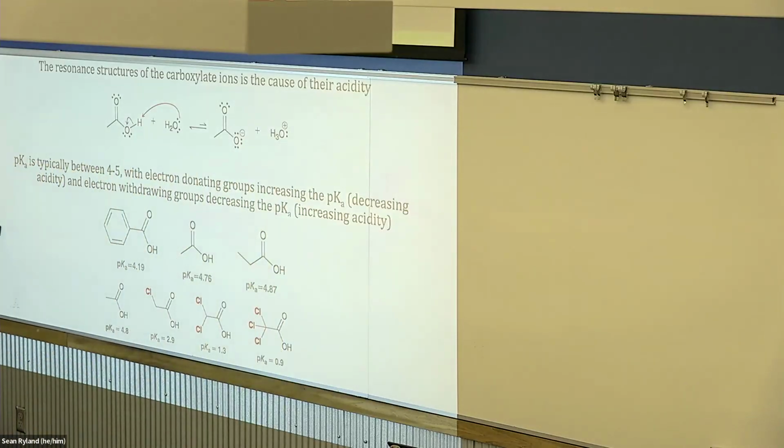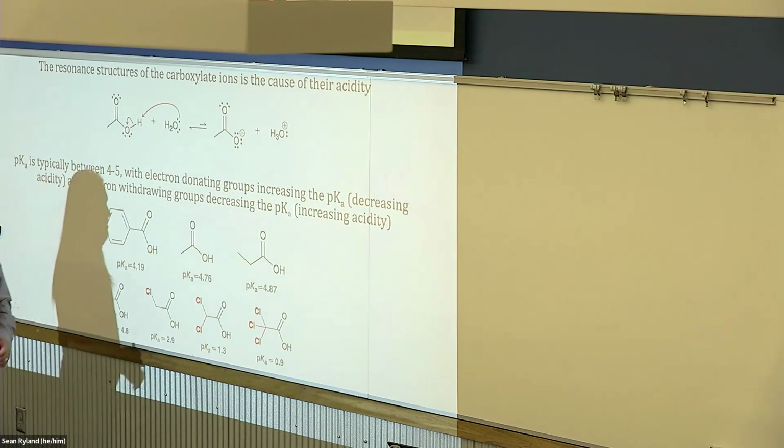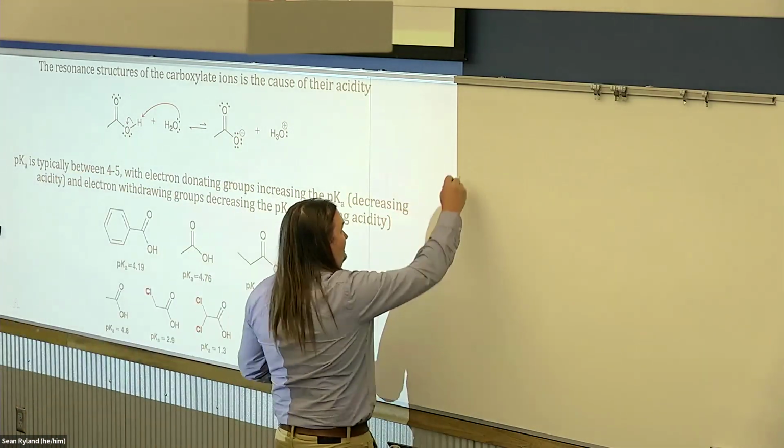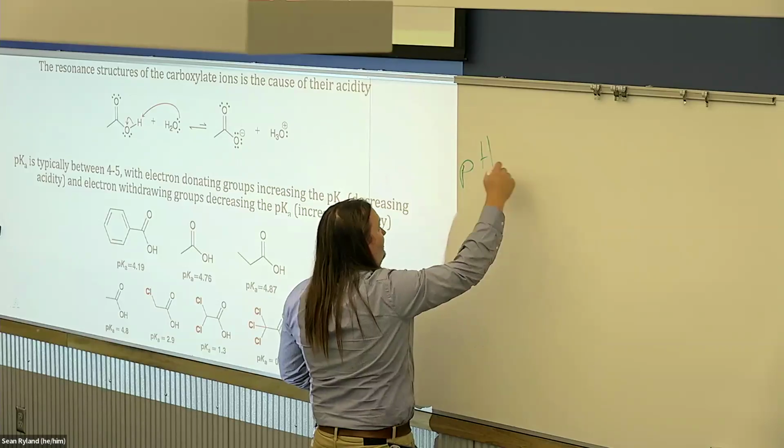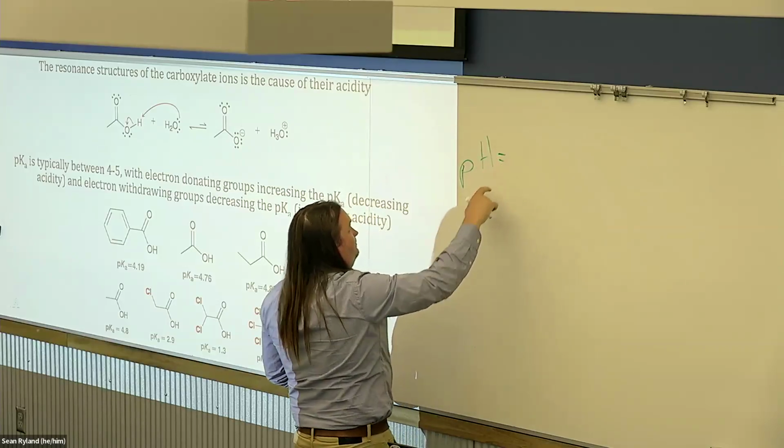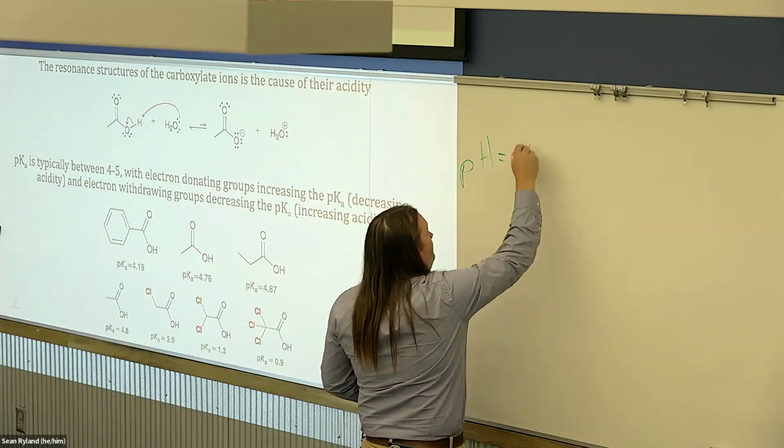Beyond that, pKa is typically between 4 and 5. So more acidic than water, because the pH of water is 7. So at a pH of 7, they're going to be predominantly deprotonated. If you remember how we first started talking about acids and bases back in probably September even.